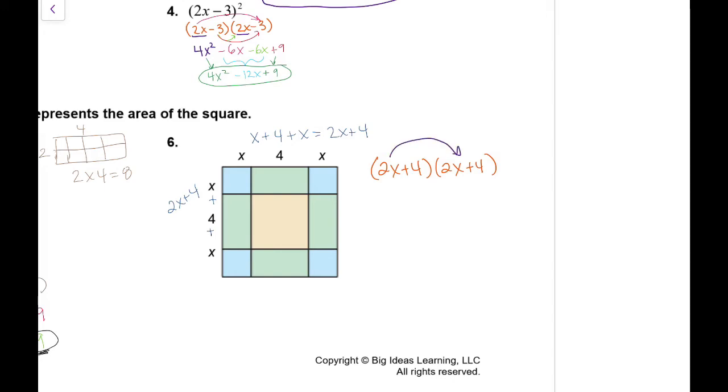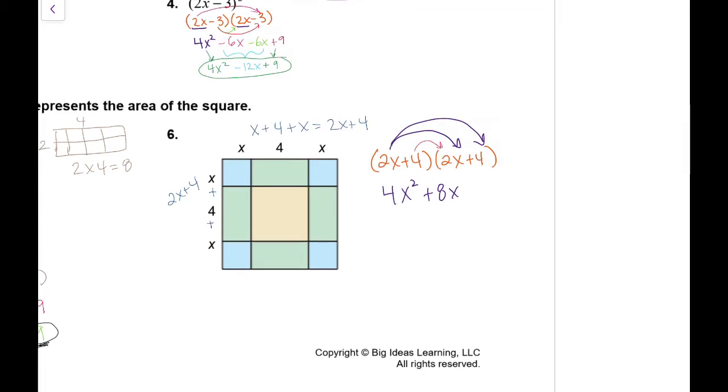We FOIL them out. The first term is 2x times 2x gives me 4x squared. 2x times 4 gives me 8x. On the inside, I have 4 times 2x gives me a plus 8x. And 4 times 4 gives me plus 16. If I combine those middle two terms, 8x plus 8x gives me 16x. So the answer for this problem will be 4x squared plus 16x plus 16.